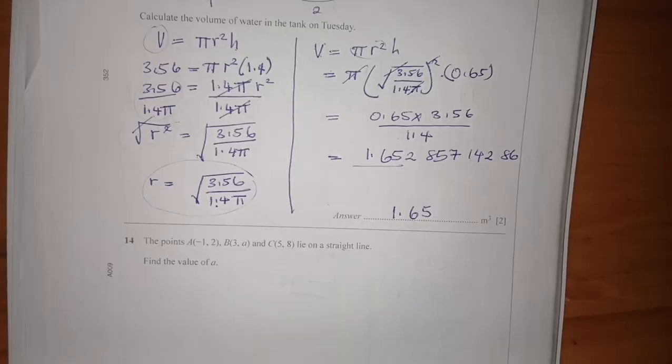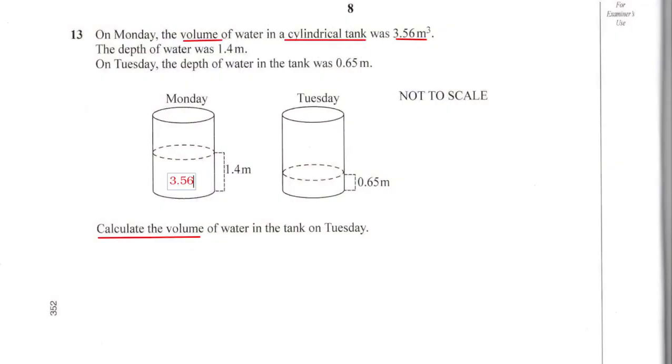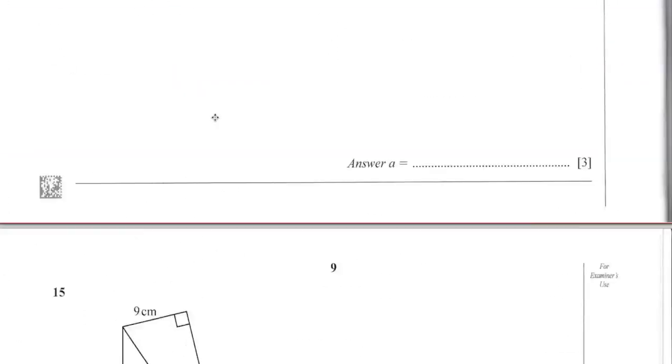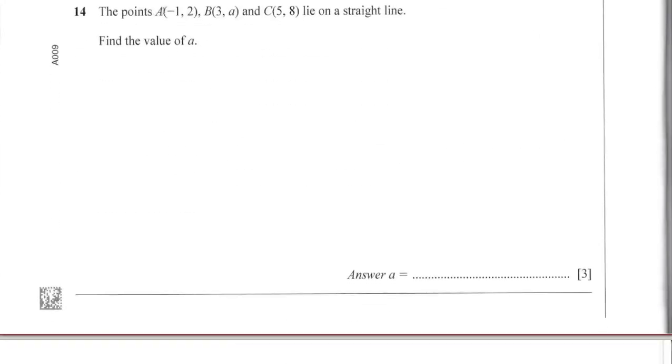Let's move on to the next question. Now the next question is saying that the points A, -1, 2, B, 3, and C lie on a straight line. You are required to find the value of A. Now notice something here. They are lying on the same straight line.